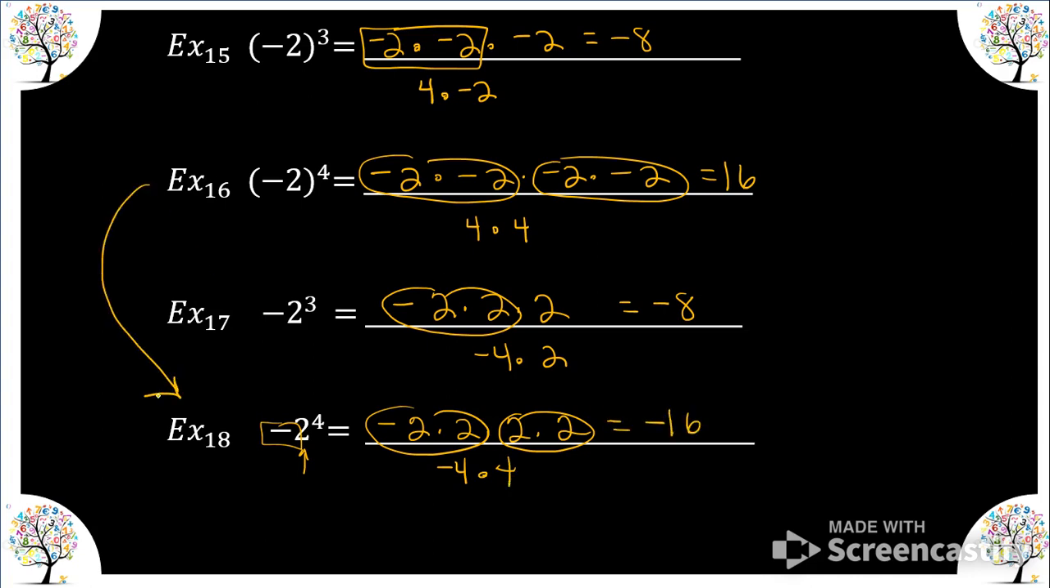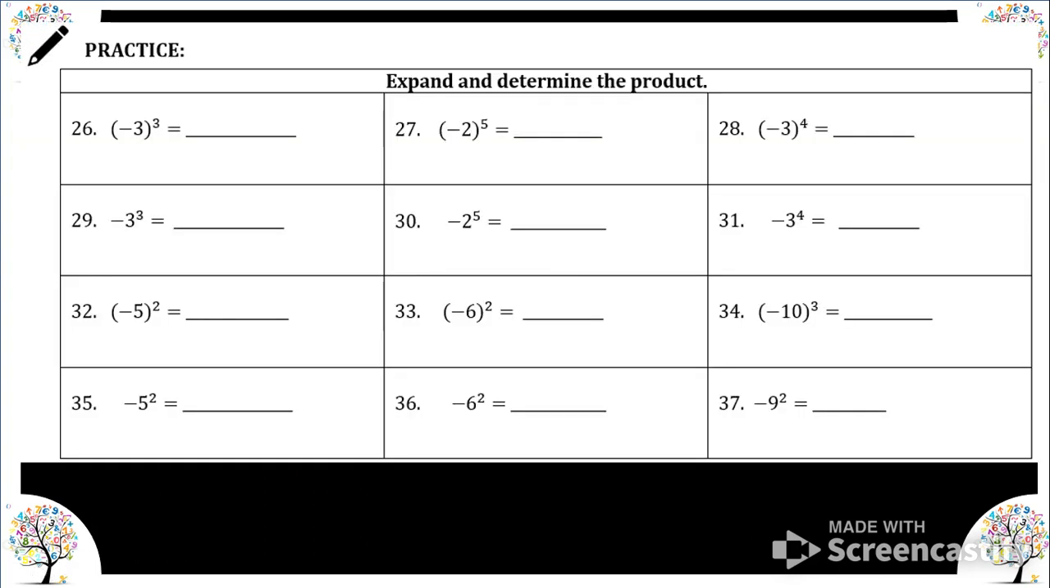So notice the difference. Whenever the negative is included in the parentheses, it is part of the base and it gets written out with the integer. It is part of the integer. But when there is no parentheses, this negative is not included with the base. Okay, so now finish out these practice problems before we go to the last part of our lesson.